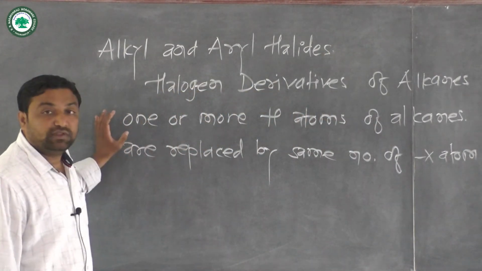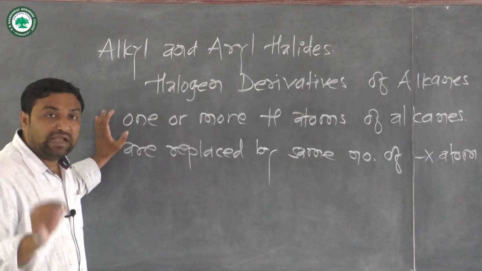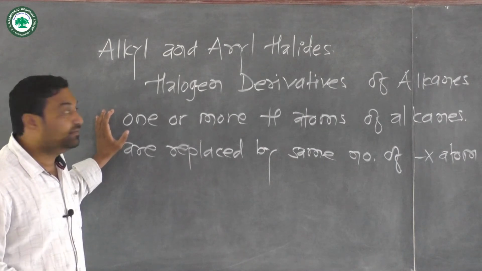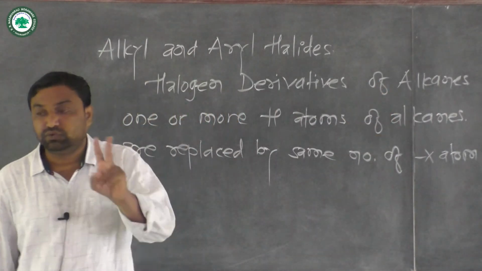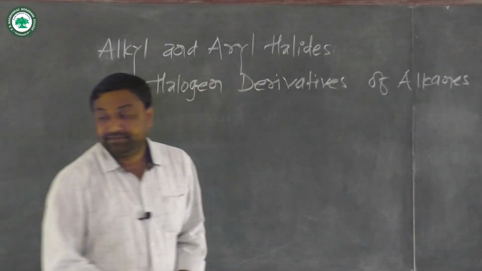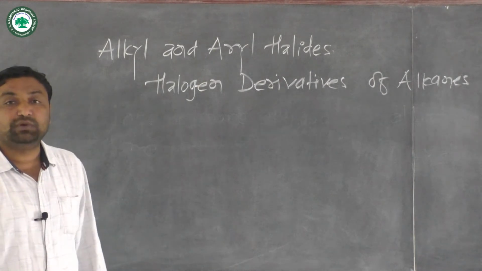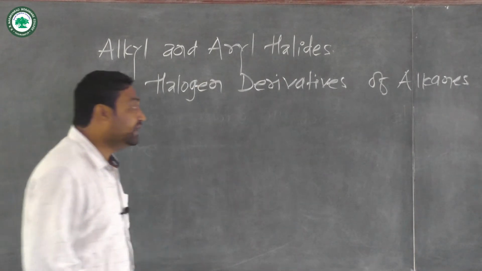Depending upon the number of hydrogen atoms replaced by halogen atoms, these halogen derivatives of alkanes are further classified into two types, that is monohalogen derivatives of alkane and polyhalogen derivatives of alkanes.